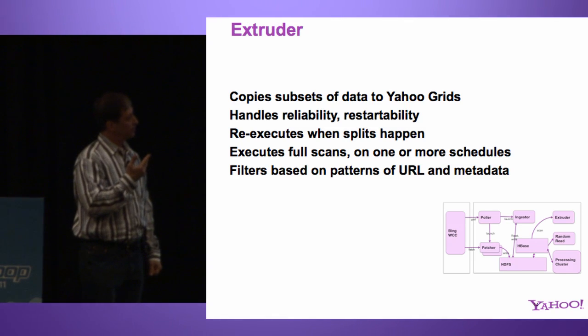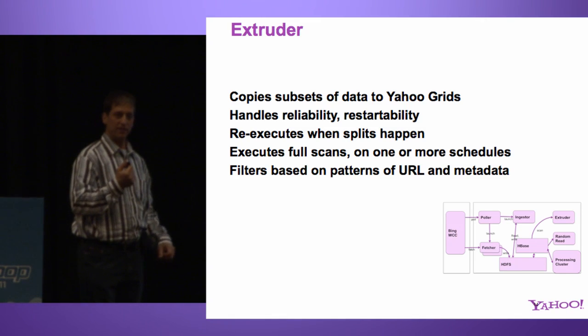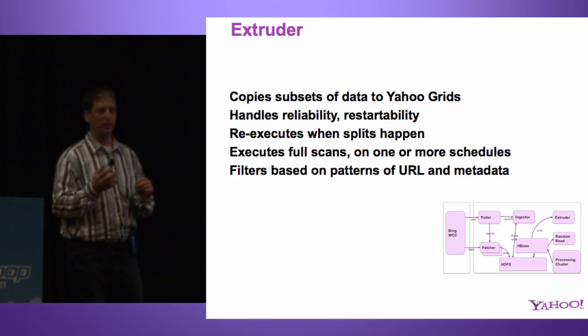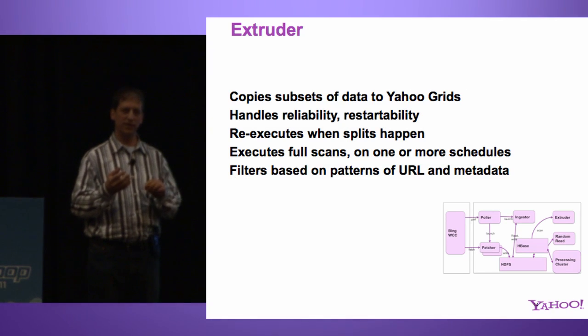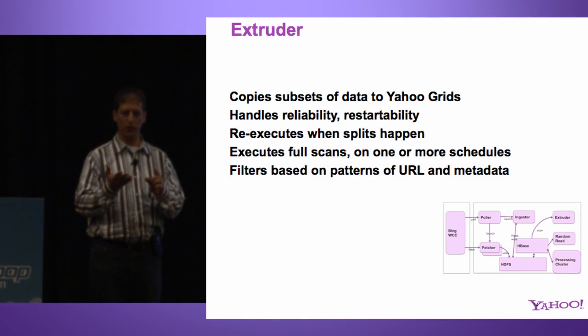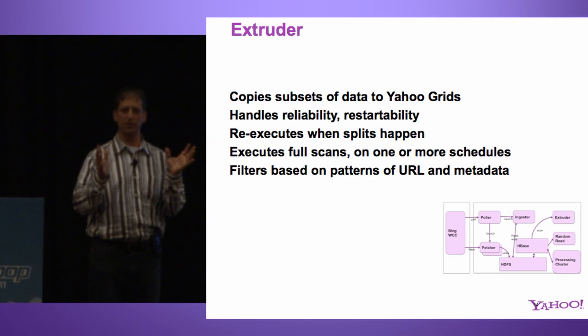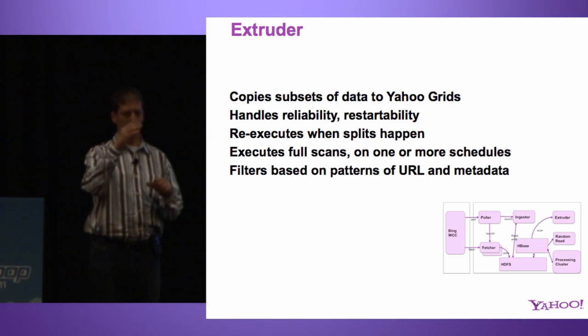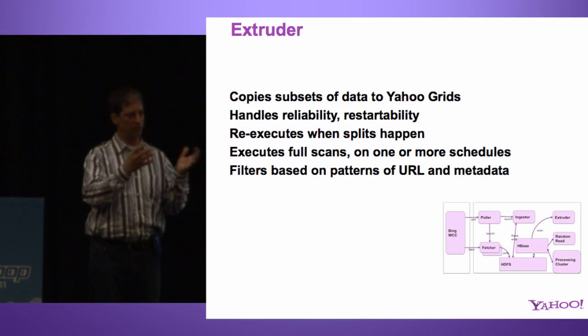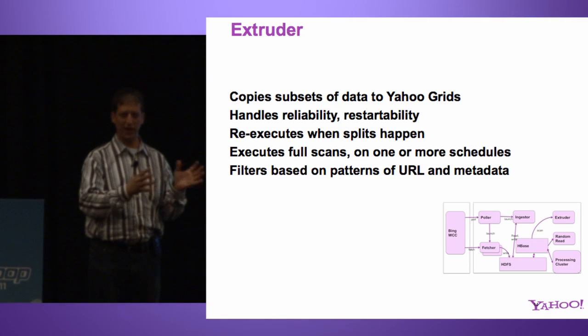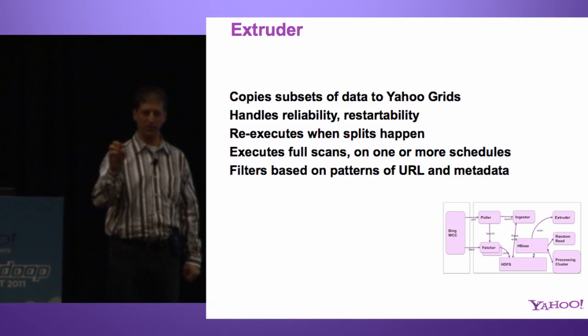And the filtering capabilities that it has are fairly rich. So you can say things like, I want all the data from Wikipedia that has been crawled in the last 24 hours and has this metadata, has a low spam score, has many links coming in, or any other such combination of metadata. Extruder kicks in, filters all the data that we have in this very large cache and creates a small subset just for you.